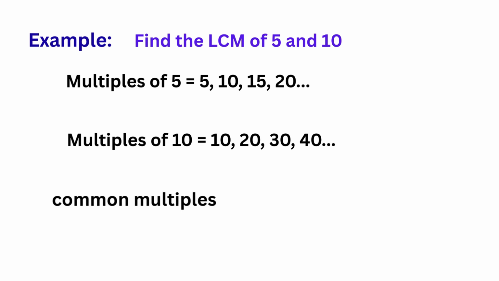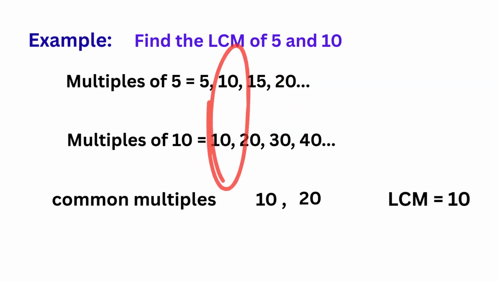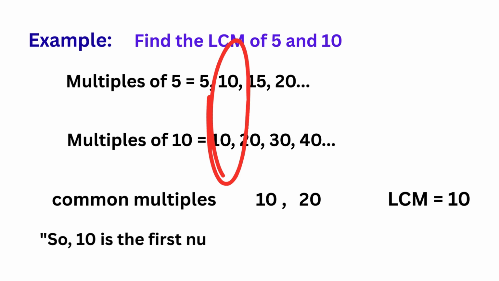Now, let's check the common multiples. 10 and 20 are the common multiples. And 10 is the least multiple. Hence, LCM is 10. So, 10 is the first number they both land on in their multiplication tables.